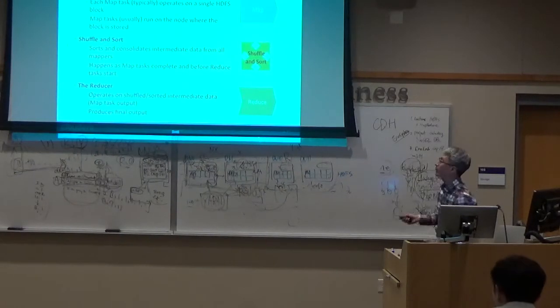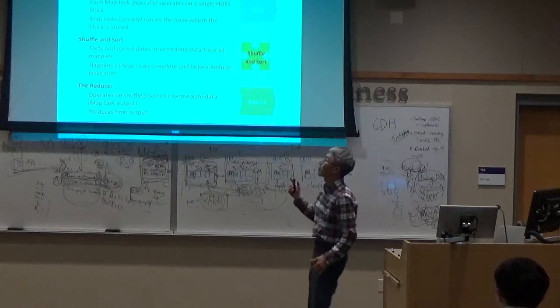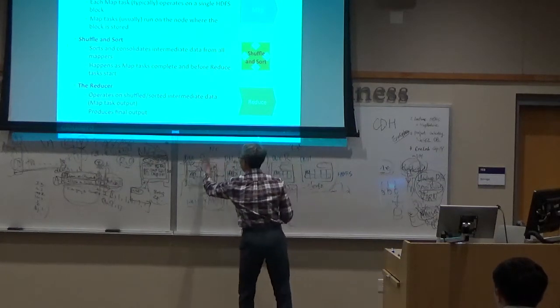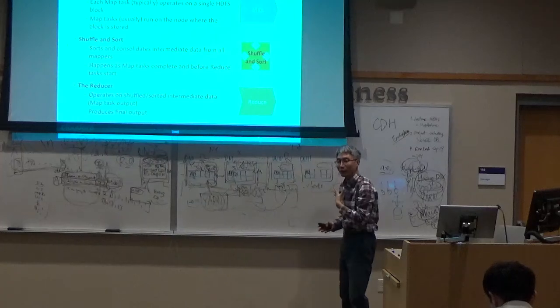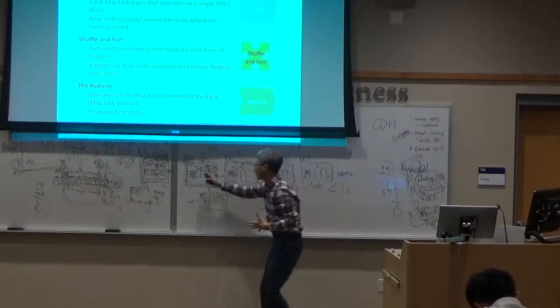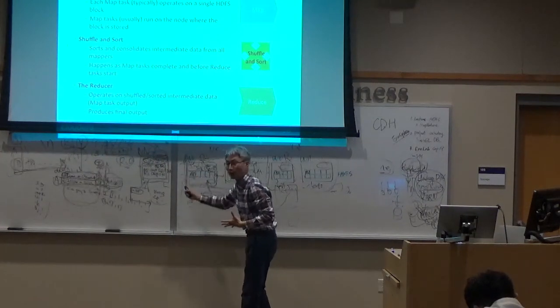So this MapReduce has 3 main parts. The mapper. The mapper assigns the job to each data node, where the specific block is stored. Okay.